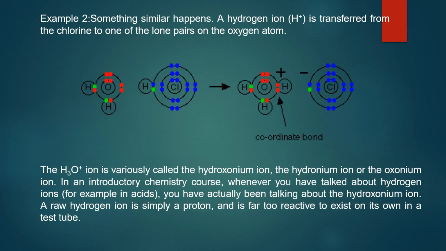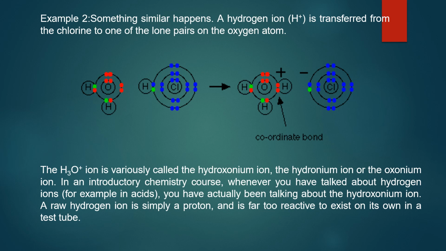Example 2. Something similar happens. A hydrogen ion, H plus, is transferred from the hydrochloric acid to one of the lone pairs on the oxygen atom. Here, the coordinate covalent bond is formed between the oxygen atom of the water molecule and the hydrogen atom of the hydrochloric acid. Oxygen carries two lone pairs of electrons in its outermost electronic configuration. Out of the two lone pairs, one lone pair is donated to the empty orbital of the hydrogen atom of the hydrochloric acid, making the coordinate covalent bond. In this example, the oxygen atom of the water molecule acts as a donor and the hydrogen atom of the hydrochloric acid acts as an acceptor, to form a hydronium ion.